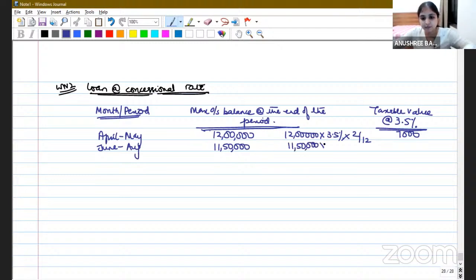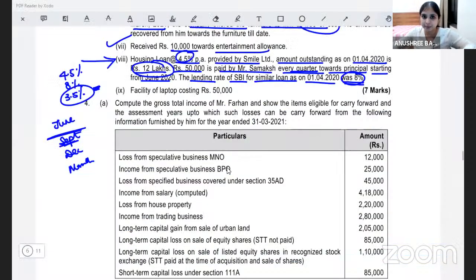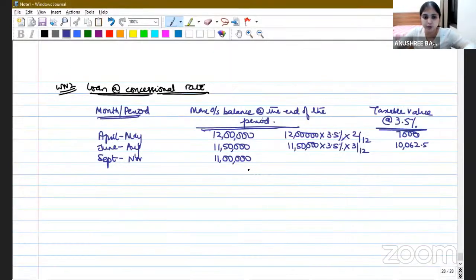So June, July, August, the outstanding balance will be 11 lakh 50. So on this 11 lakh 50, what is the interest? For how many months? June, July, August, for 3 months. How much do you get? You will get 10,062.5. Okay. Then in September, he's making a payment of 50,000. So September, he makes the payment and it will be reduced to 11 lakhs. This 11 lakhs only, it will remain till when? Till December. December only he is making the payment again.